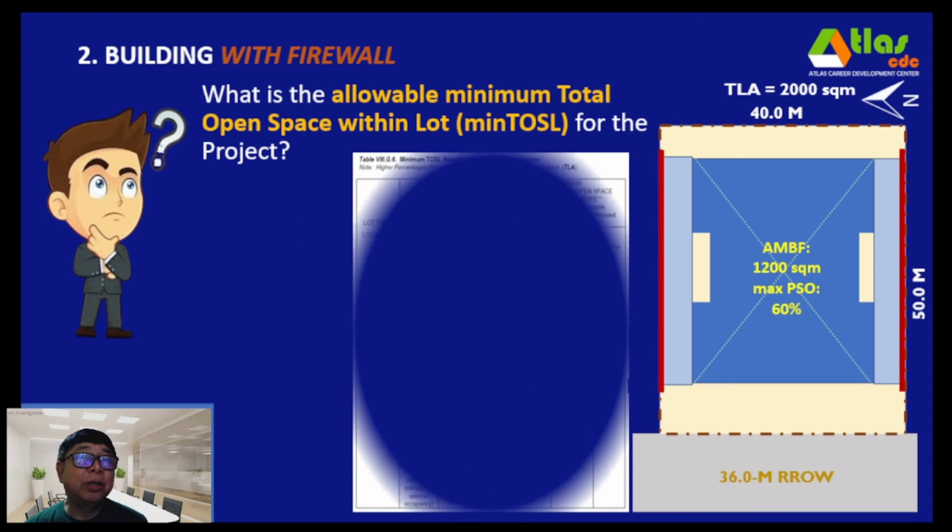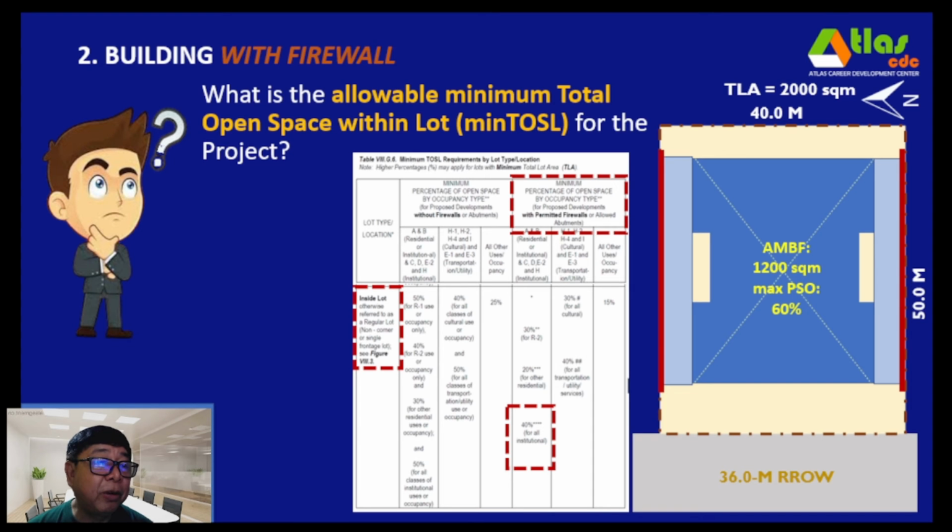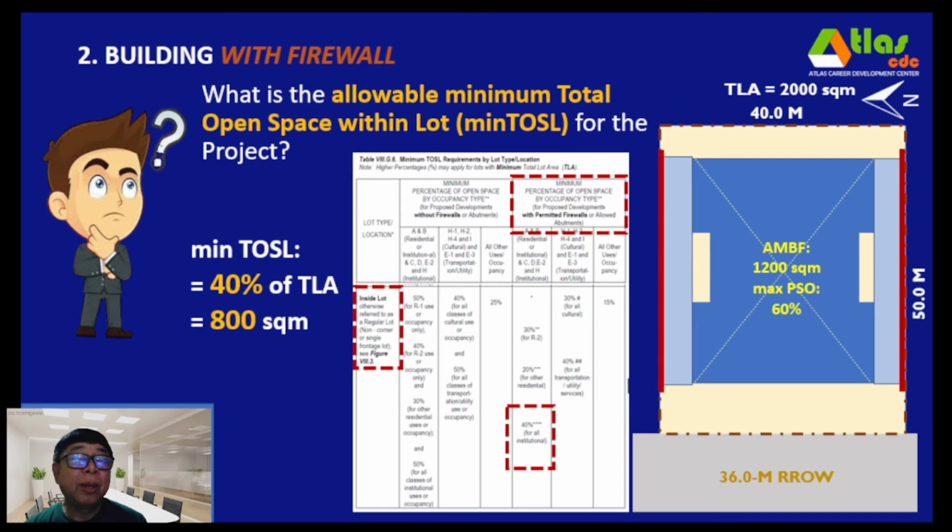So we now determine the allowable minimum total open space within lot, or minimum TOSL for the project, using table 8.G.6. And let us check whether the one in table 8.1 na 40% kanina will be the same. So here, inside lot, with firewall, it shows that for all institutional is also 40%. So nagparehas, no? Yung nasa table 8.1 tsaka dito sa table 8.G.6. So therefore, our minimum TOSL will be 40% of the TLA, or 800 square meters.